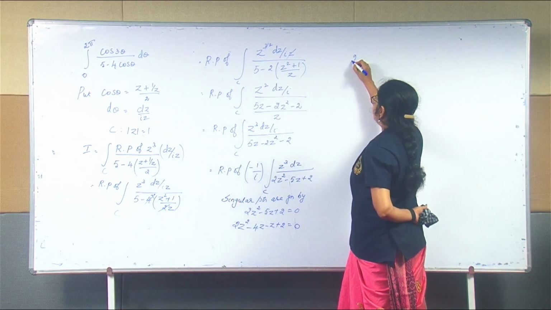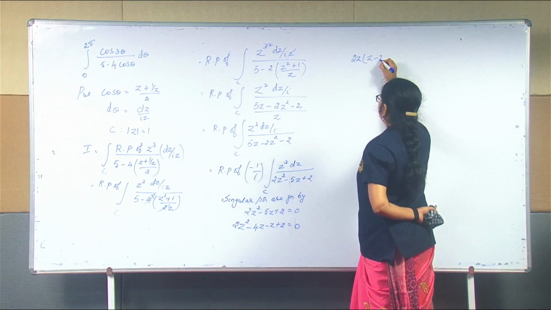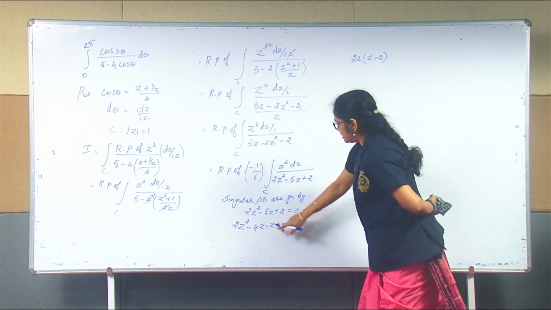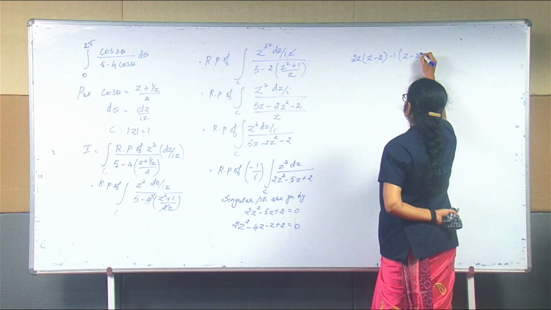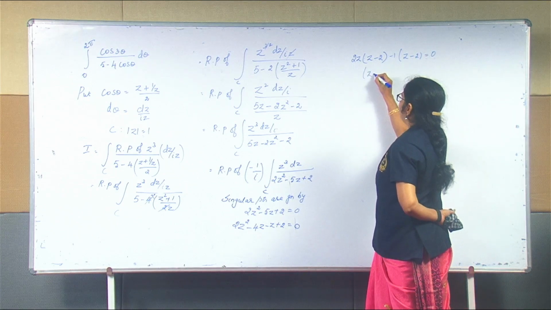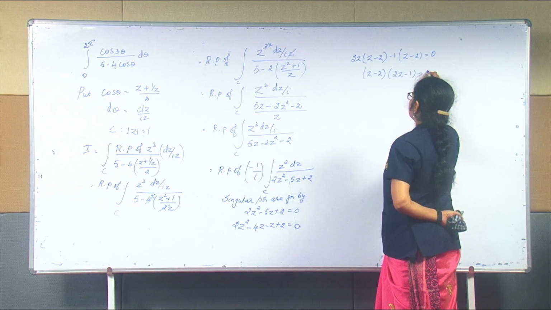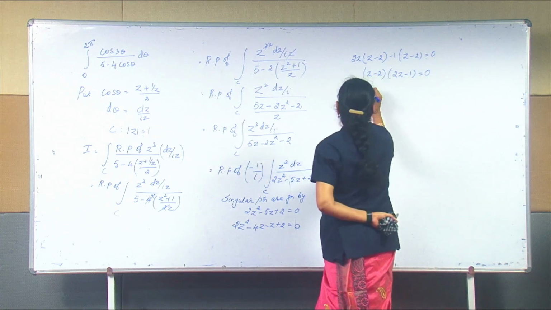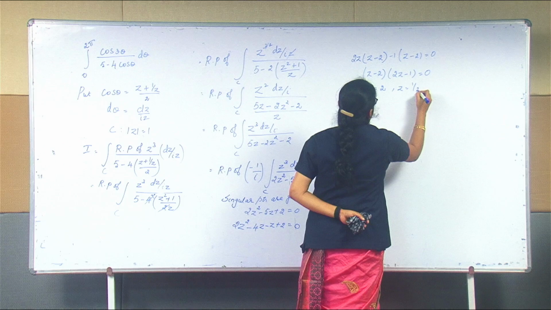So in the first term, 2z is common. If I take 2z outside, I get z minus 2. Likewise, from the next term, if I pull minus 1 outside, I get z minus 2 equal to 0. So here z minus 2 is common. The remaining is 2z minus 1 equal to 0. So z equal to 2 and z equal to half.